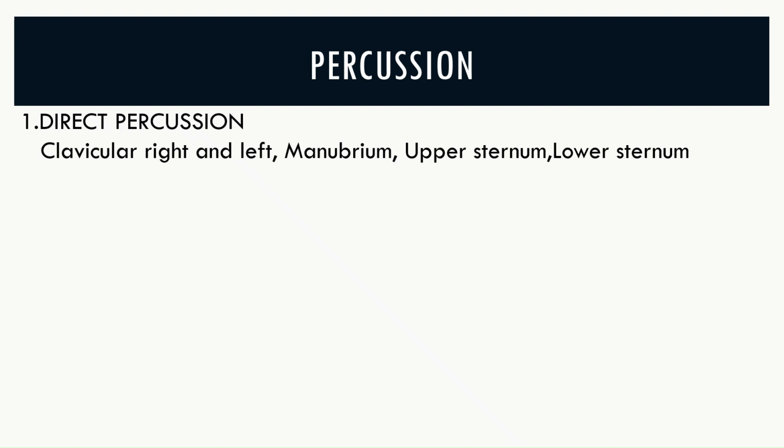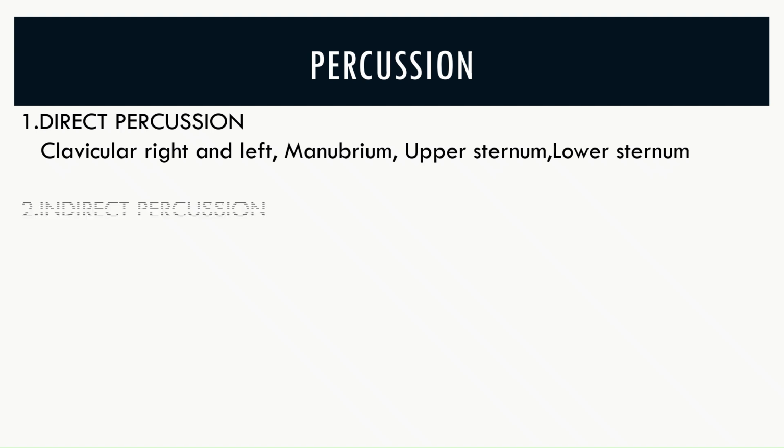Percussion. Percussion is the next step in respiratory examination and helps to assess underlying lung density and presence of air, fluid or solid pathology. Direct percussion is performed over clavicular region on both right and left side. Percussion is also performed over manubrium, upper sternum and lower sternum to assess underlying mediastinal structures and detect abnormal dullness or resonance.